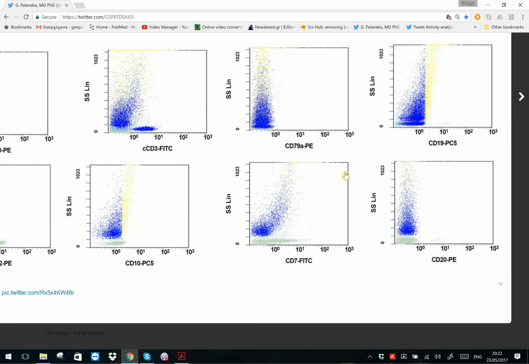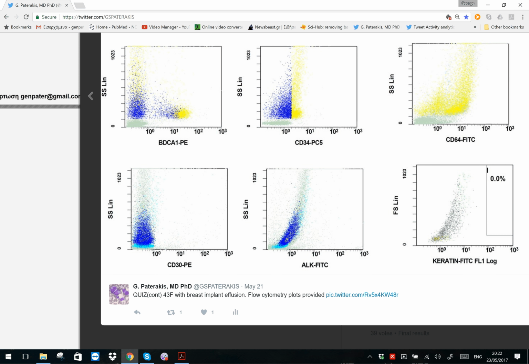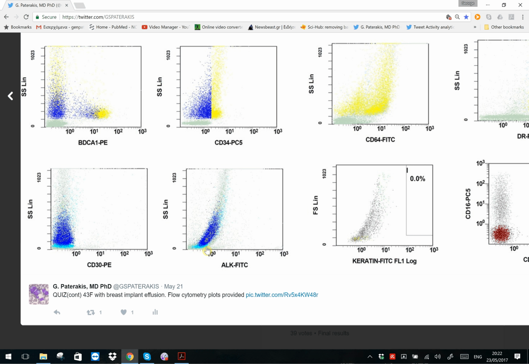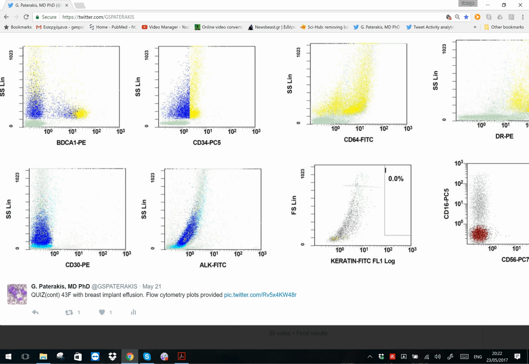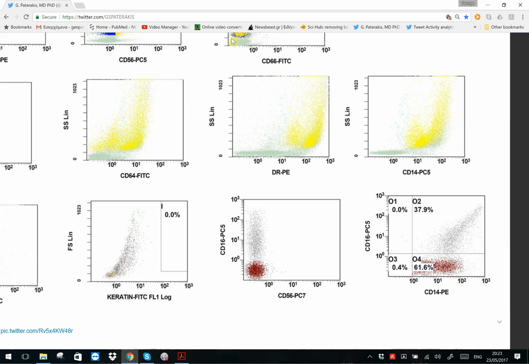What about other antigens? We can see, as expected, keratin to be negative, but we can see here we have a bright positivity of CD64, CD14, and HLA-DR. These antigens point to the monocytic macrophage histiocytic series, along with CD16, again pointing to macrophages. So this is a phenotype of monocytes.